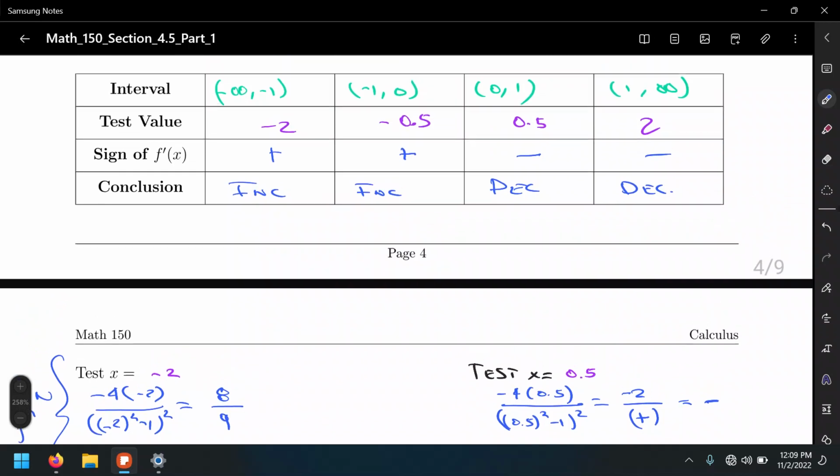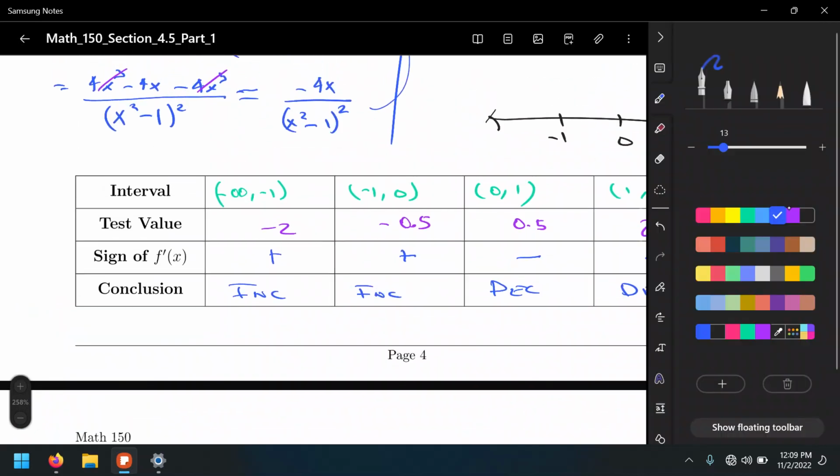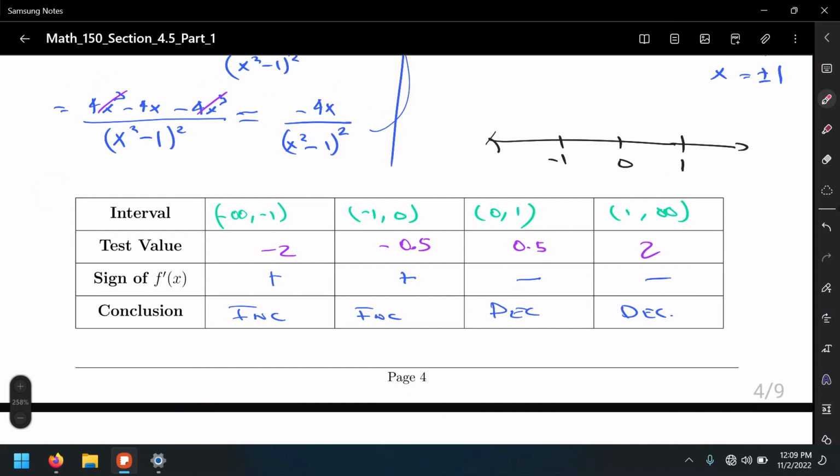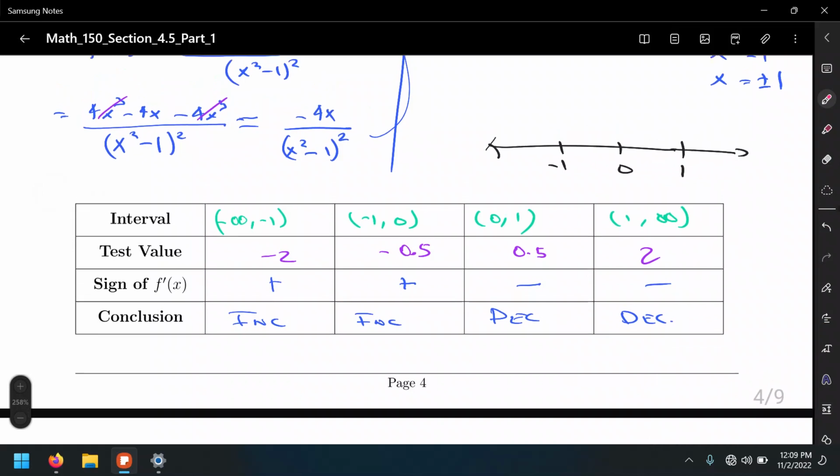So let's go back to our number line, where we set the critical numbers. So not the hypercritical numbers. I should correct that part. It's the critical, not the hypercritical. So increasing, again increasing, decreasing, and decreasing.